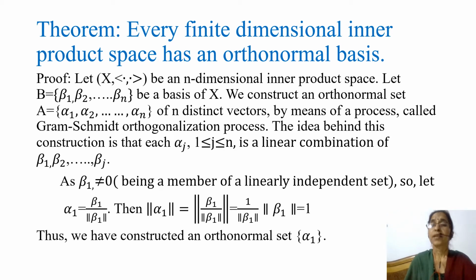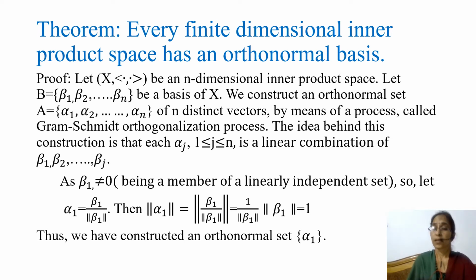Let X be an n-dimensional inner product space and let the set P, consisting of vectors beta 1, beta 2 up to beta n, be a basis of X. We construct an orthonormal set A consisting of n distinct vectors alpha 1, alpha 2 up to alpha n by means of the Gram-Schmidt orthogonalization process. The main idea behind this construction is that each alpha j, where j varies from 1 to n, is a linear combination of beta 1, beta 2 up to beta j.